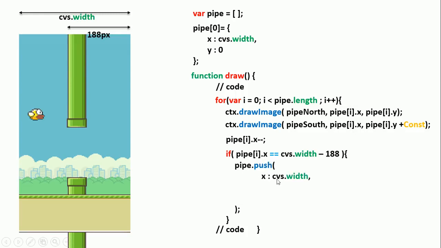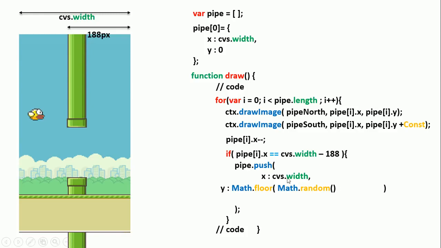Again, we will say x is canvas.width, so we'll create our pipe just right here, and then we have to set a new Y position. So to set different Y positions here, we need to use the random function. So we will use Math.random and Math.floor. Math.random will give us a number between 0 and 1, and Math.floor will return an integer. Now we need numbers between 0, which is the maximum Y position, and minus the height of this pipe.